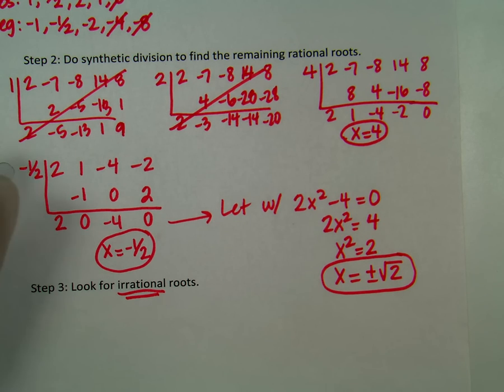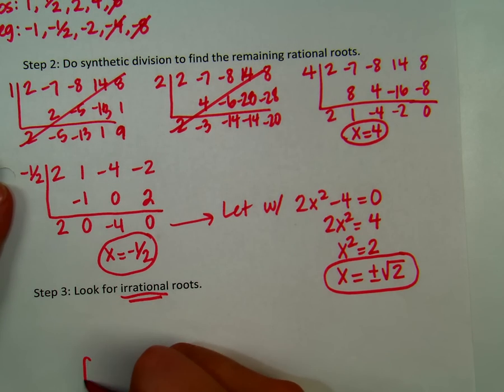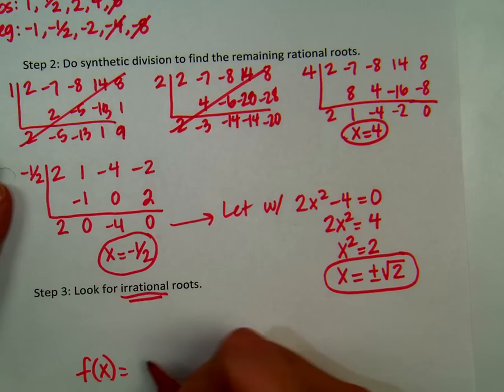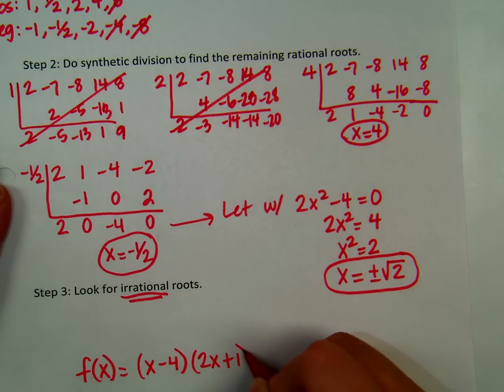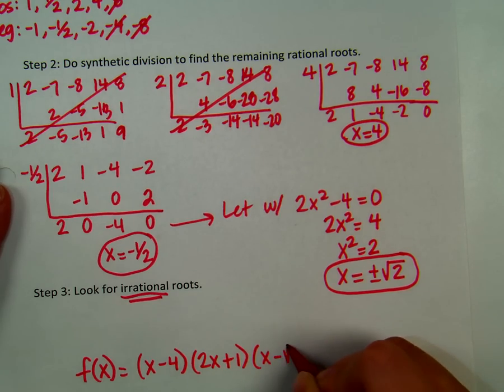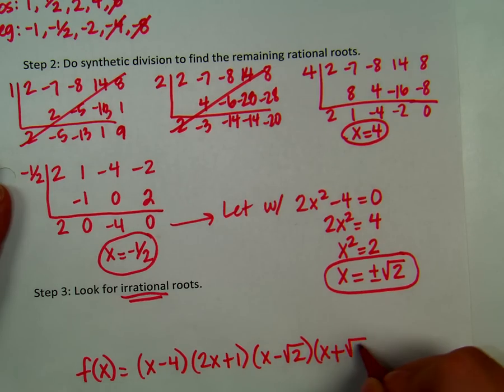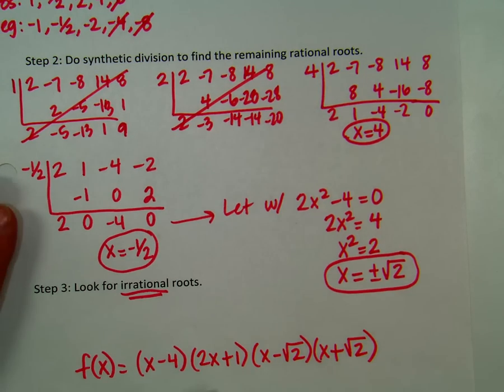Now to write our final answer, we are going to simply write it out. F of x equals x minus 4, 2x plus 1, x minus square root of 2, and x plus square root of 2. All right, so this would be our answer.